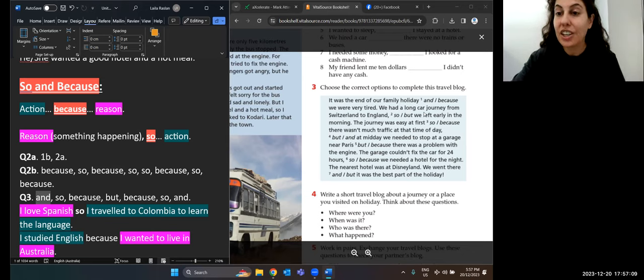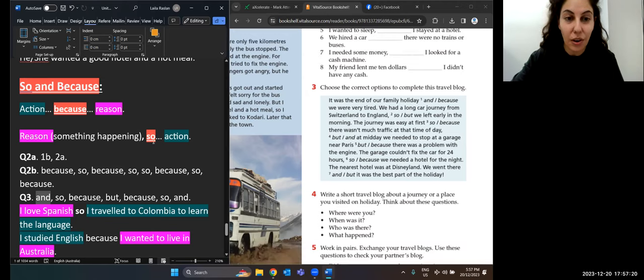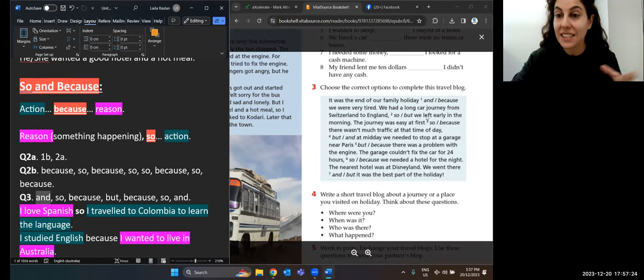We had a long car journey from Switzerland to England. Yeah, I can see a comma. So we left early in the morning. Now, so comes before the action. So you can see that's what I did. So I left early. That's an action. I left early in the morning.